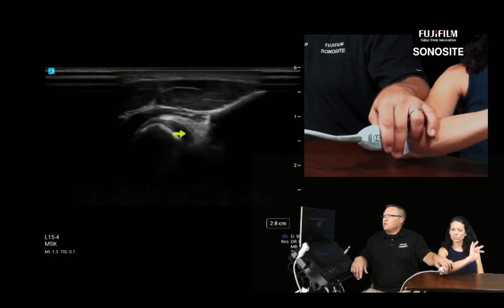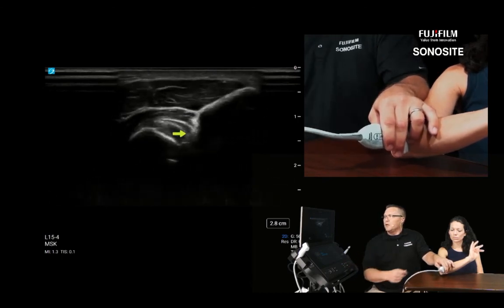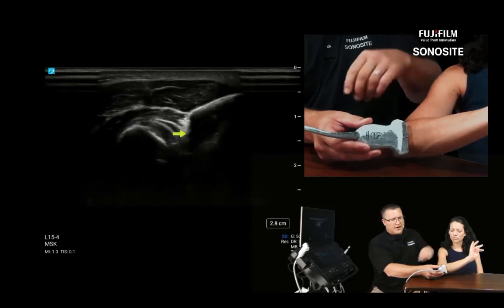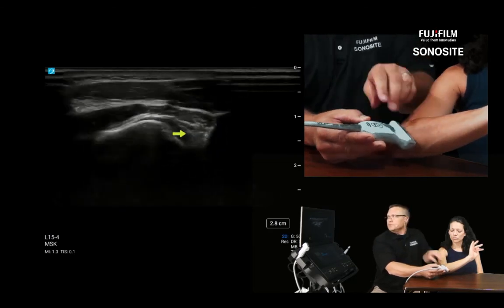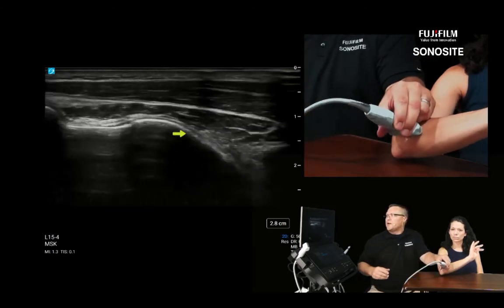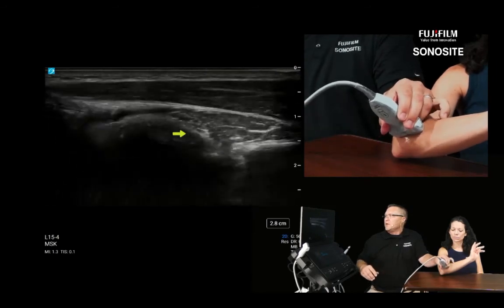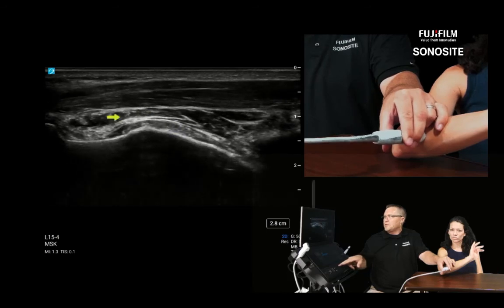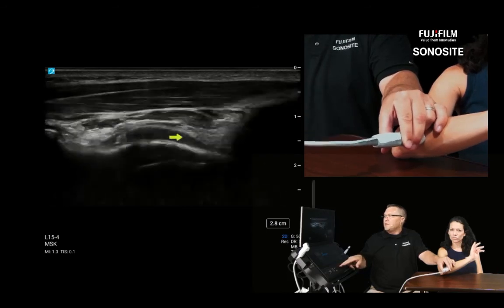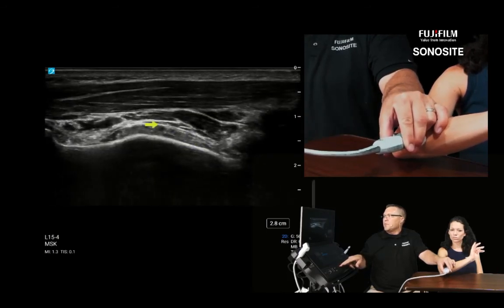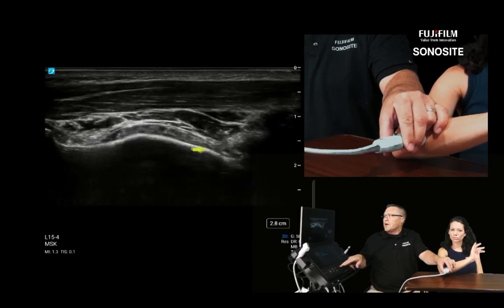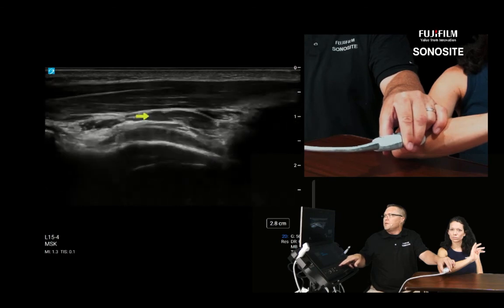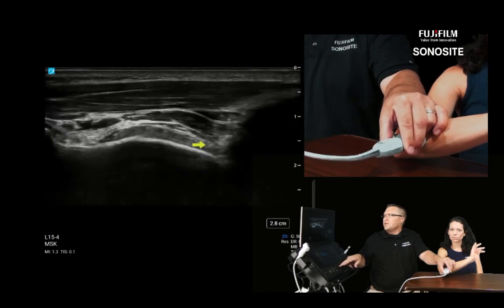Just to check our work and make sure we're not losing any defects here, I'm going to go long axis to the radius. And what that's going to do is allow me to visualize the entire footprint of the radial tuberosity and the distal biceps tendon in cross section. So this is the entire footprint right here. And it's very important to look at things in short and long axis. This is the entire footprint of the distal biceps tendon across the radial tuberosity. So that's the posterior window.